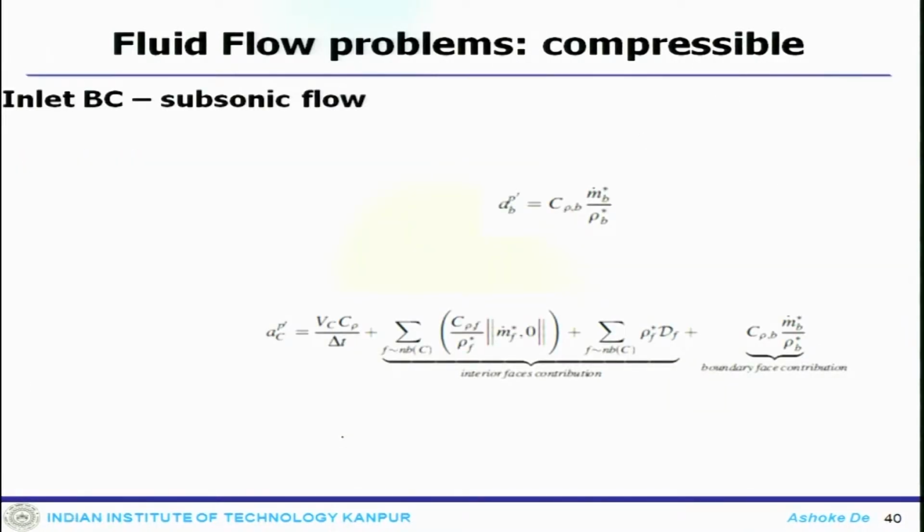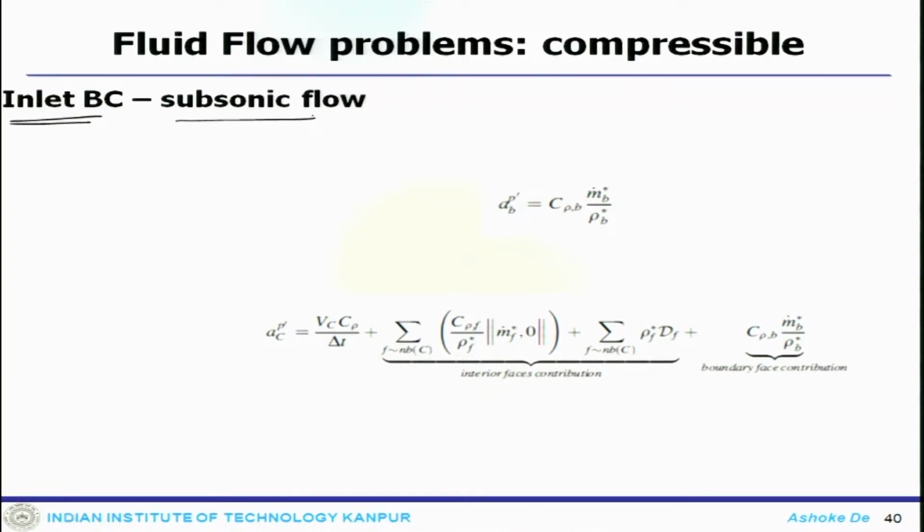Now, the first thing is the inlet boundary condition. If you have a subsonic flow, that means while you are talking about the compressible case or high speed case, you can encounter two different kinds of boundary condition.